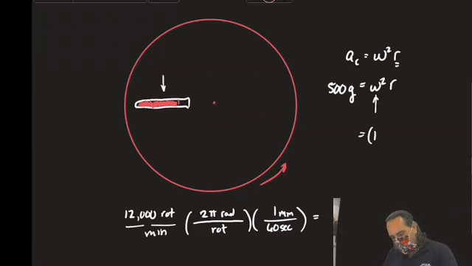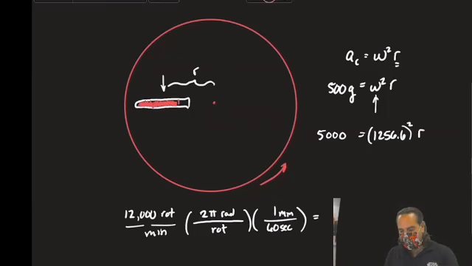You got 1,256.6 radians per second. So that's now in radians per second. And this is 5,000, and this is R. So this is going to give us the radius necessary for the blood to be at. And we're saying it's got to be somewhere around here in order for it to separate correctly. So whatever the result of this is the radius.